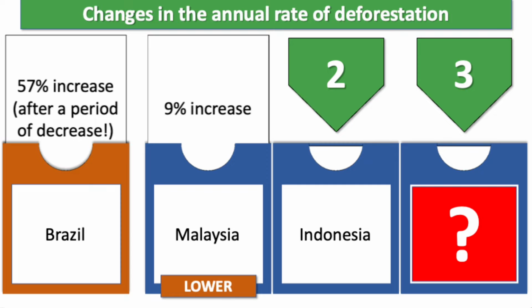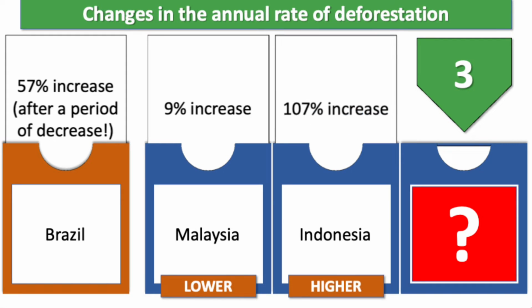It is Indonesia. Has Indonesia had a higher or lower change in the annual rate of deforestation than Malaysia? And also, do we think it will be an increase or a decrease? Just going to leave that for a moment before we reveal the answer. Let's have a look. They've had a 107% increase, so obviously much higher. Now, it currently is the biggest increase of any country around the world, which is very worrying.